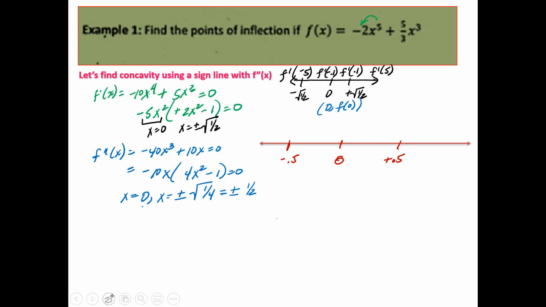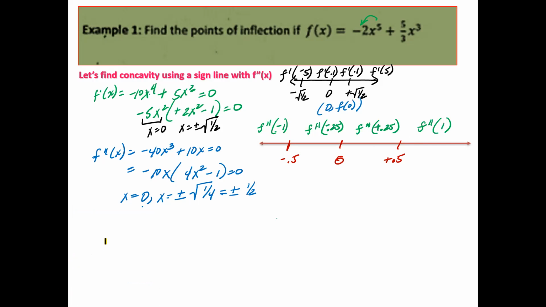So then what I'm going to have to do is pick a point that's in between the intervals here to test them in the second derivative. I'm just going to pick f double prime of negative 1 on the left side of negative 0.5. In between, let's do negative 0.25. And then in between 0 and 0.5, maybe a positive 0.25. And then on the far right side, you'll have f double prime of 1.